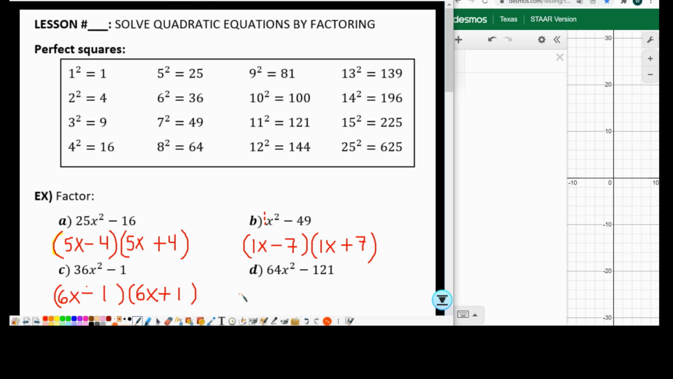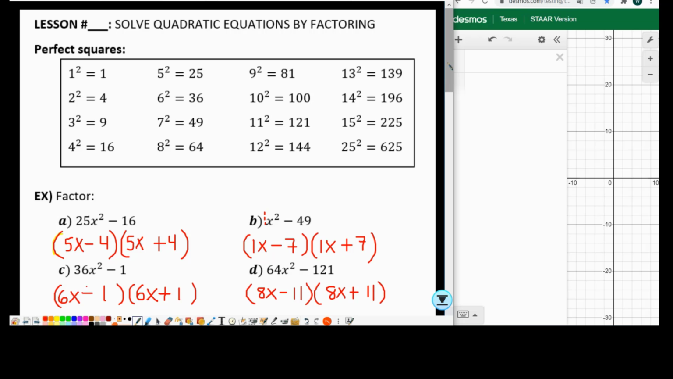And there we go. On the last one, again, we open two sets of parentheses. The square root of the first would be 8x minus the square root of the second, which would be 11. And this would be 8x plus 11.